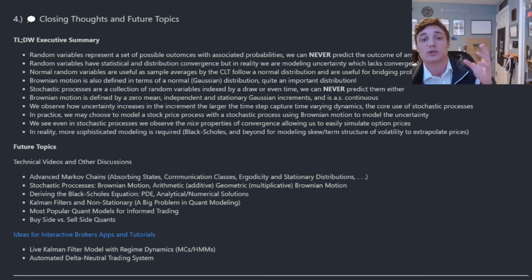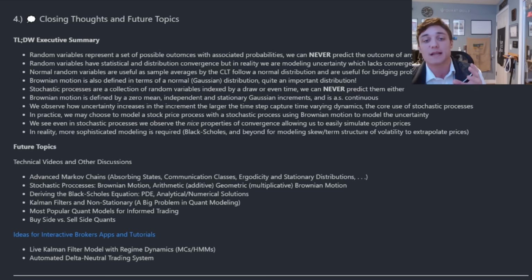Normal random variables are useful because sample averages, by the central limit theorem, follow a normal distribution. This effectively bridges the gap between probability and statistics, but we still suffer from that non-stationarity. As things change over time, that distribution will certainly not converge. Brownian motion is also defined in terms of a normal or Gaussian distribution. So clearly, we're going to see this normal distribution everywhere.